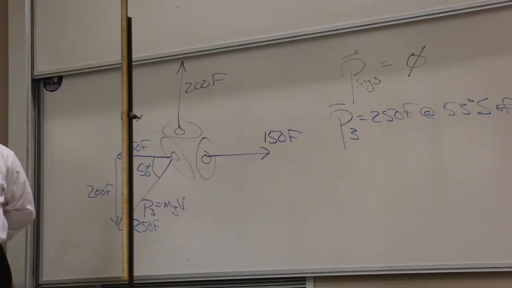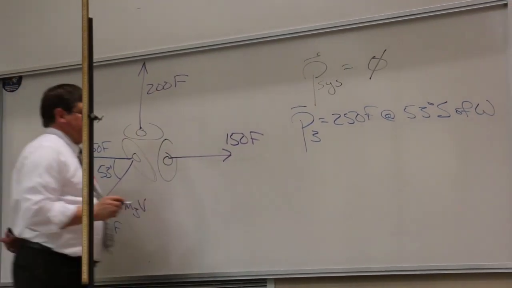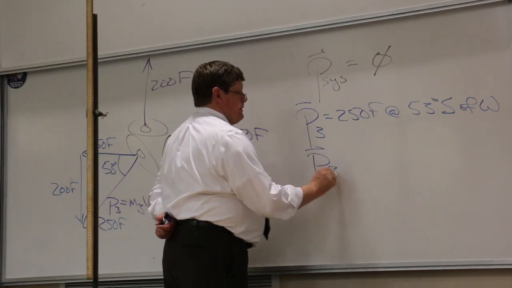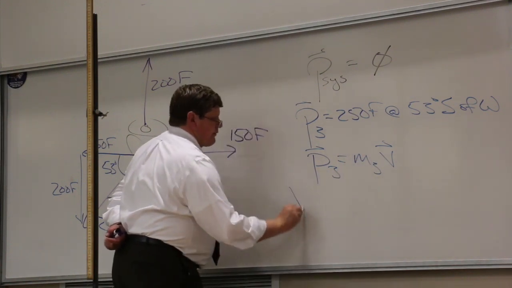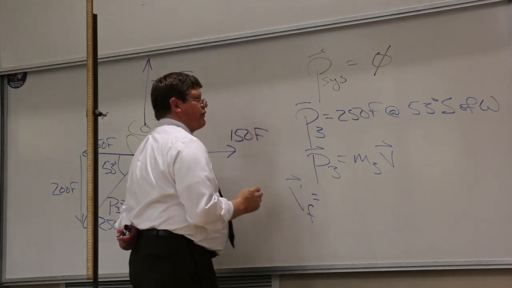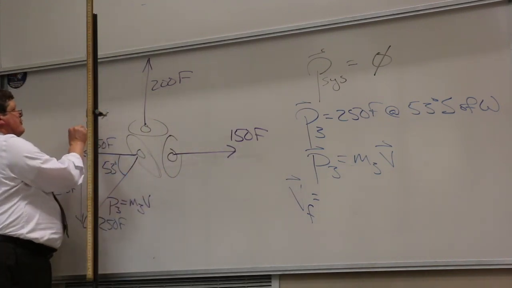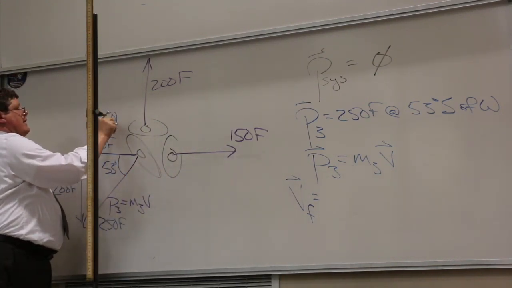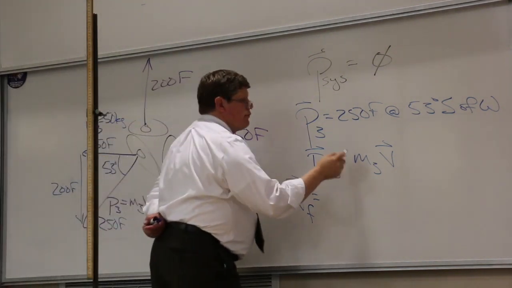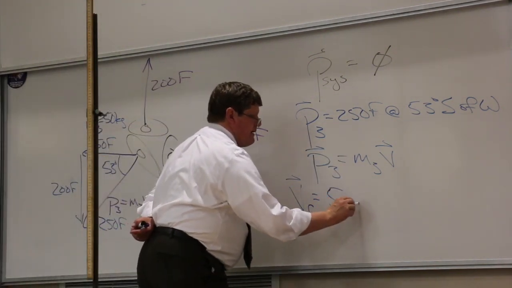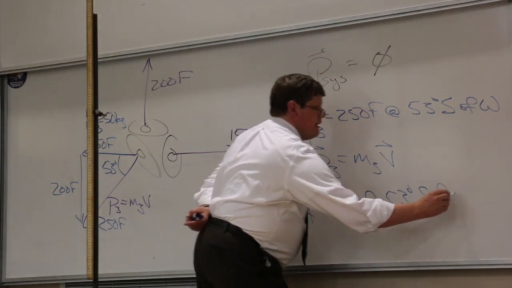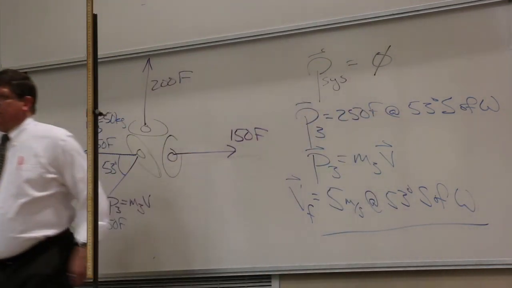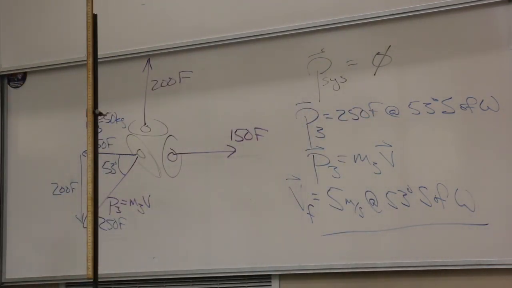Now, we weren't asked for the final momentum of child 3, but her velocity. Since this is her mass times her velocity, we can solve for her velocity. The mass of child 3, we're told, is 50 kilograms. And so this is going to be 250 over 50, or 5 meters per second at 53 degrees south of west. Check that your neighbor got that right. I did.